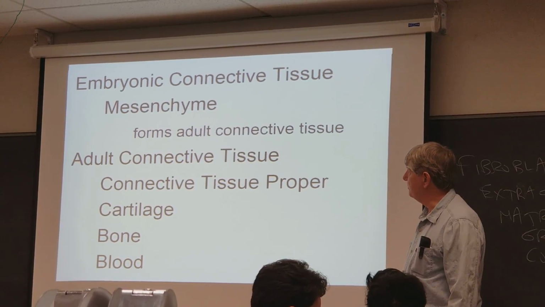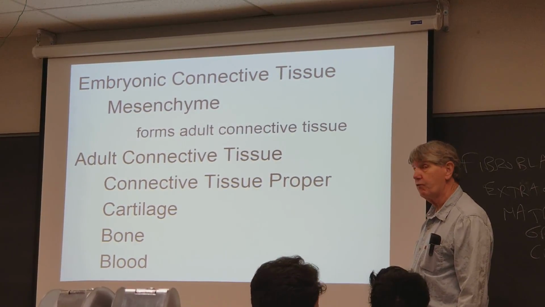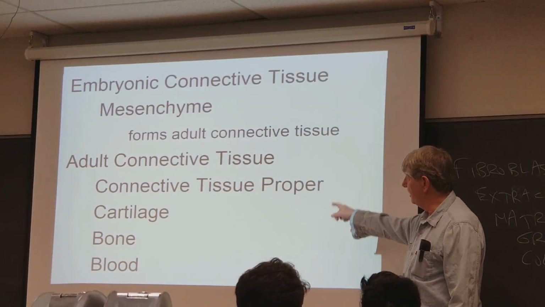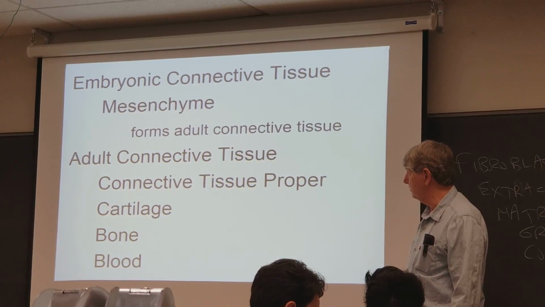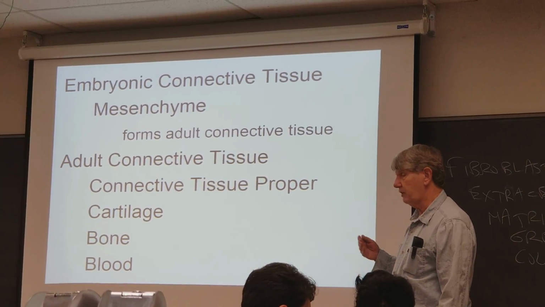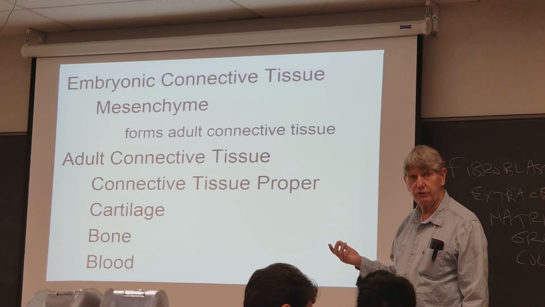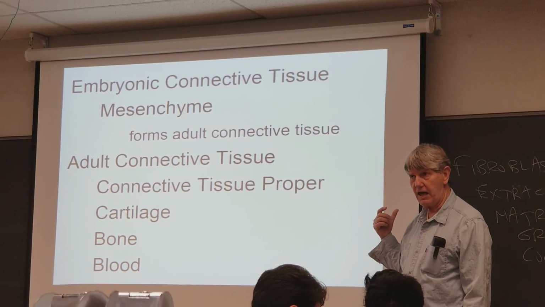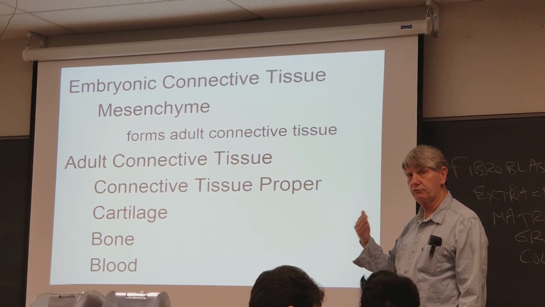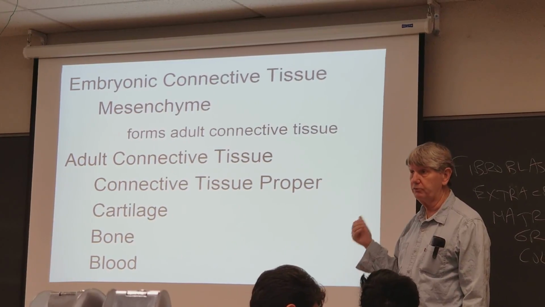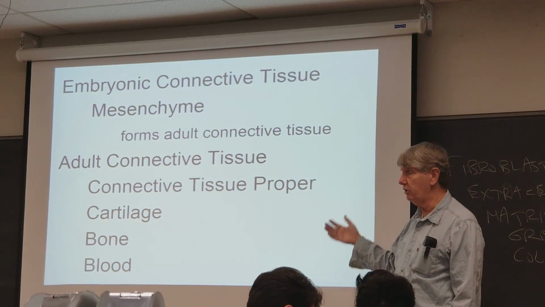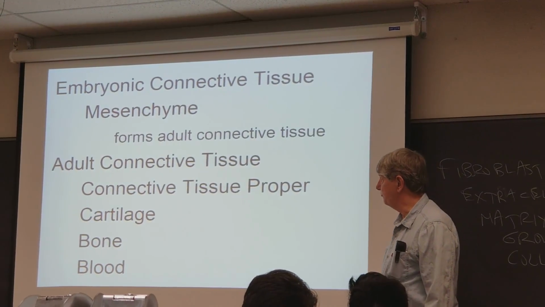We have for the adult connective tissue four categories. Connective tissue proper right here has several things. We're talking about the adipose connective tissue, which we talked about in lab. We'll talk about it again here. The dense fibrous connective tissue, which we also talked about in lab. We'll talk about it again here. Those will be the two examples there.